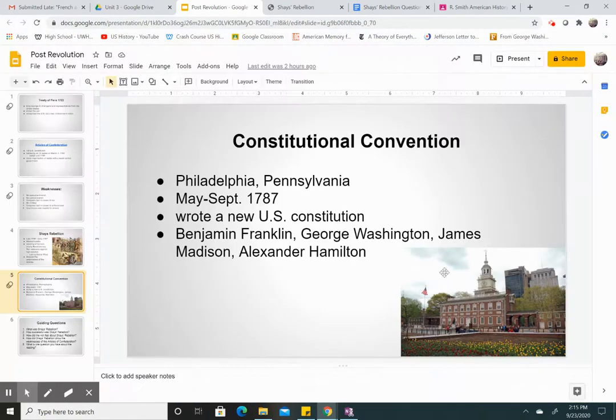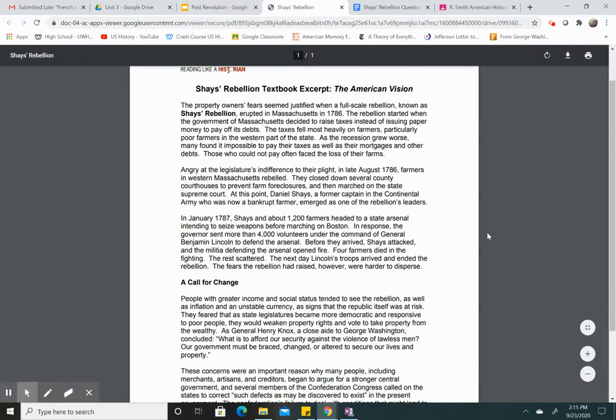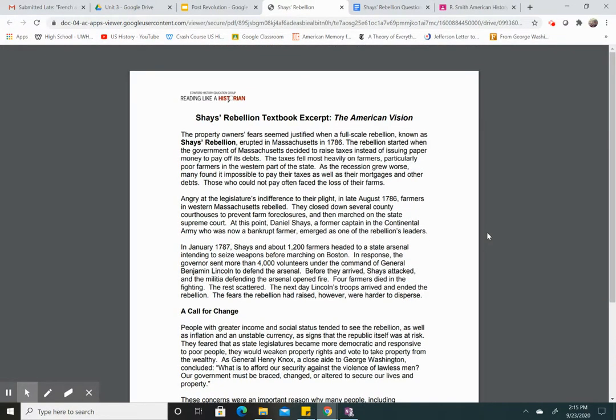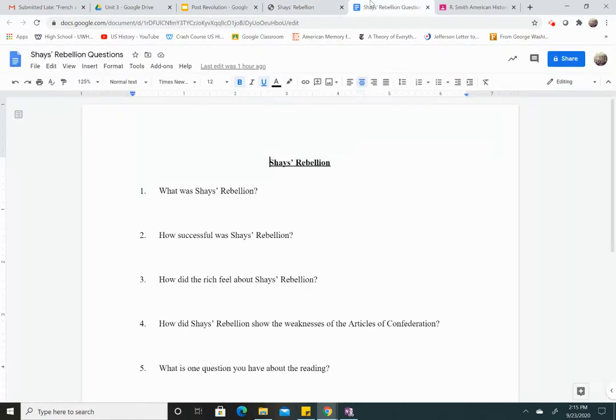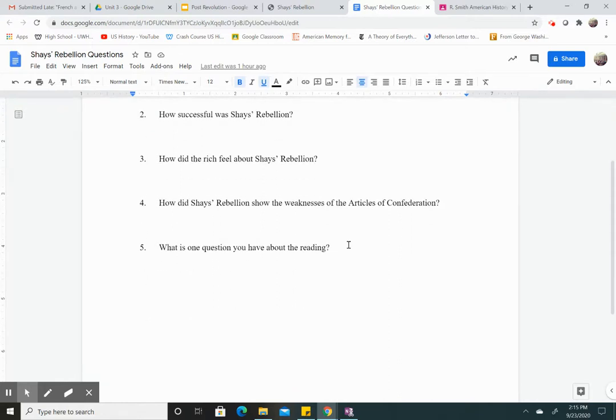So what you guys will be doing today is you're going to read some information about Shays' Rebellion. This is a textbook excerpt which goes into a little bit more detail about what the rebellion was and what was going on and things like that. And then you've got 5 questions that you're going to answer about Shays' Rebellion. And look at number 5. It's one question you have about the reading. Make sure you give me a question. It doesn't have to be something you're confused on. It can just be something that maybe you're interested in learning more about or something that caught your attention like that. But give me a question for number 5.